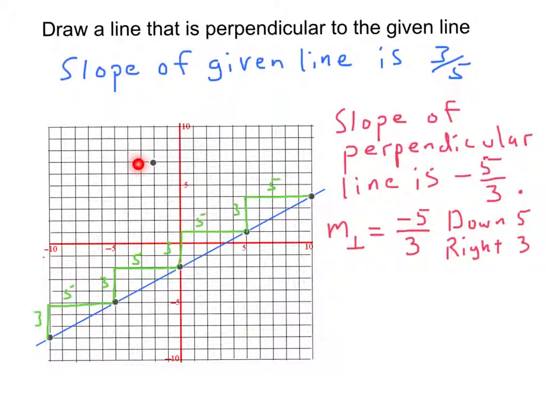Now, from this point, I want to go down 5 and to the right 3. So I'm going to move down 5 and to the right by 3. And that will bring me to another point on the line. And then I'm going to do that a couple more times. So I'll go down 5 again, and to the right 3, and then down 5 again, and to the right 3. And each time I do that, it brings me to another point on the line. Now once I connect these points, I'll have graphed a line that's perpendicular to the given line.